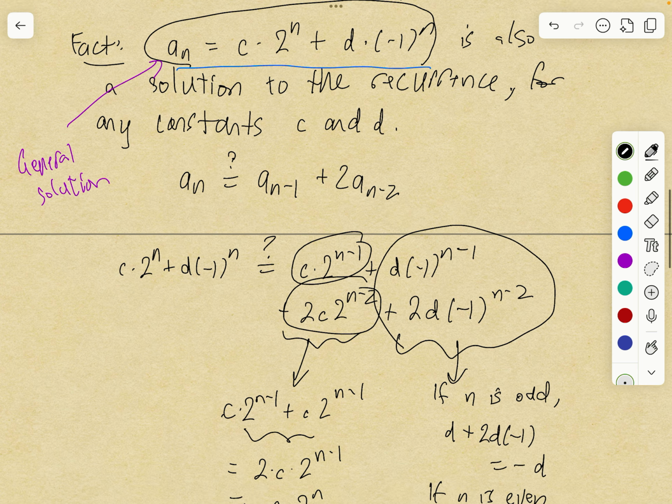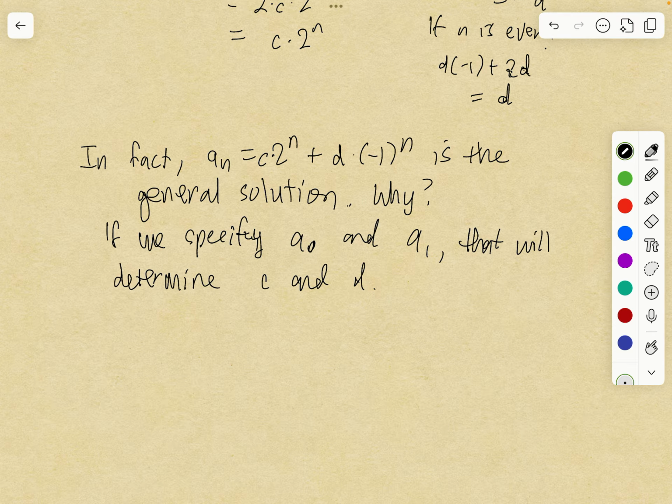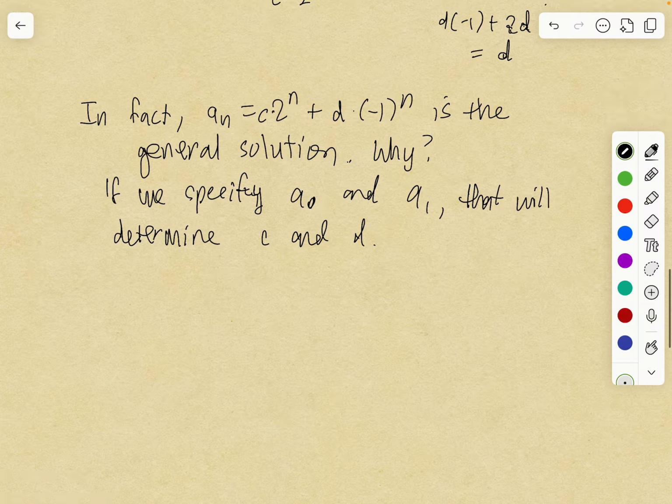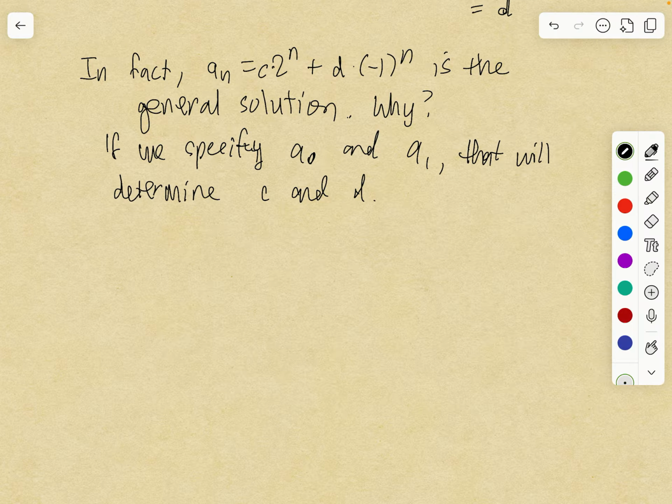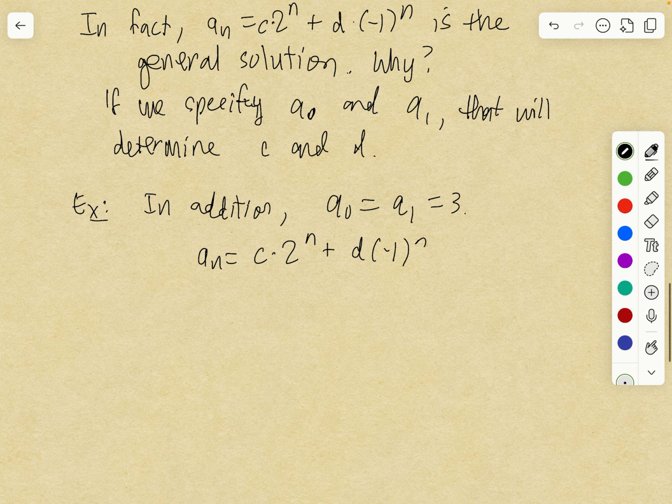And so I just claimed that once you specify a0 and a1, you can solve for c and d. Let's just test it in this example. So suppose that in addition, we have a0 equals a1 equals 3. Well, we know that a_n equals c times 2 to the n plus d times negative 1 to the n is a solution. Can we find one where a0 and a1 are 3?